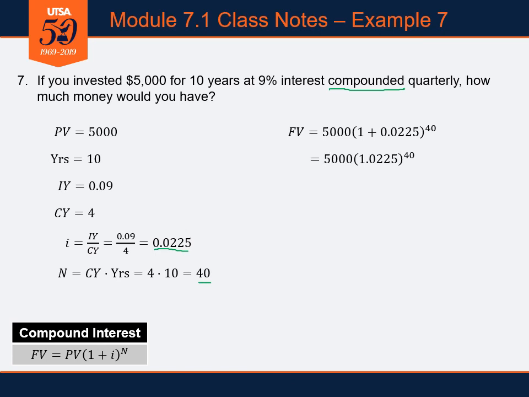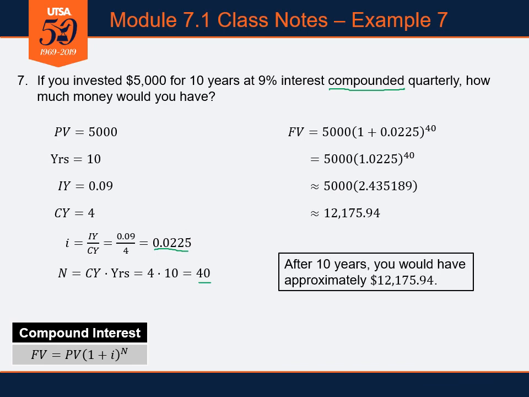Working this out according to order of operations, I'll plug 1.0225 to the 40th power in my calculator and get approximately 2.435189 times 5,000. It's 12,175.94. And so, after 10 years, at this rate, we would have approximately $12,175.94.